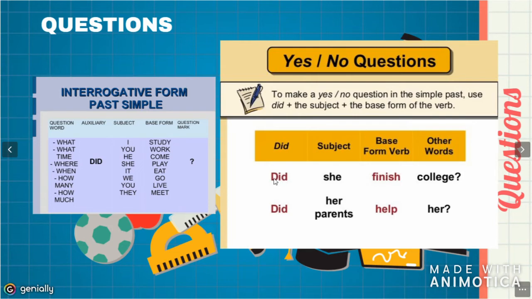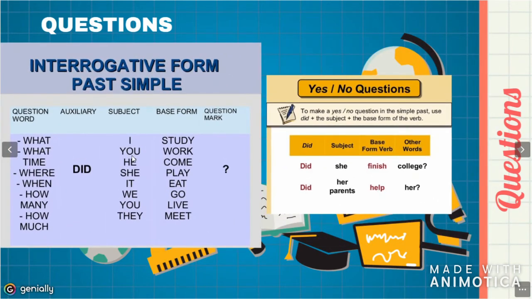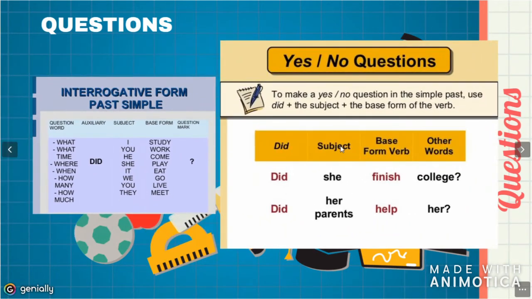Por ejemplo, respondamos esta pregunta. Did she finish college? ¿Terminó ella la universidad? So my answer can be yes, she did, or no, she didn't. Solamente dos tipos de respuestas pueden salir de esa pregunta. Yes, she did, or no, she didn't. Entonces, open questions, closed questions.